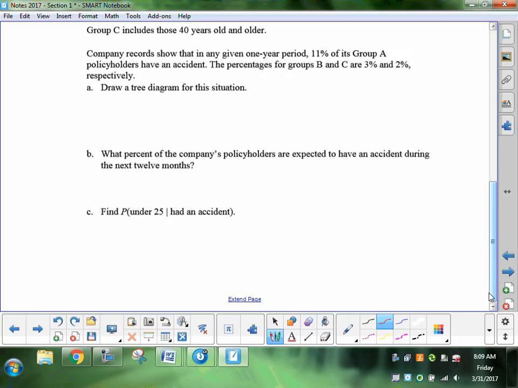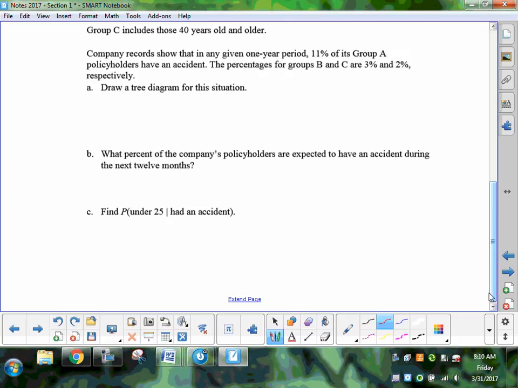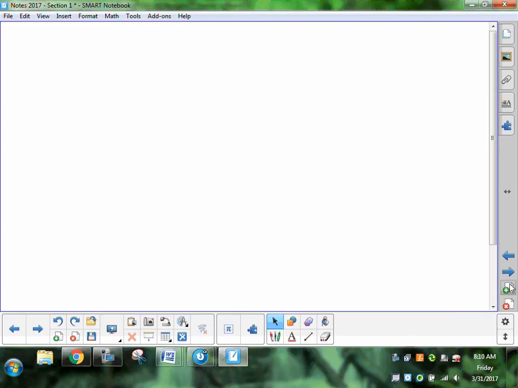Percentages for B and C are 3 and 2%. Now, we're going to draw a tree diagram to represent this situation. I'm going to make it a lot bigger than you all can make it on your paper. How many branches are we going to have for our initial decision or our initial choice? Hands up, please, if you can tell me that. Jason? 3.